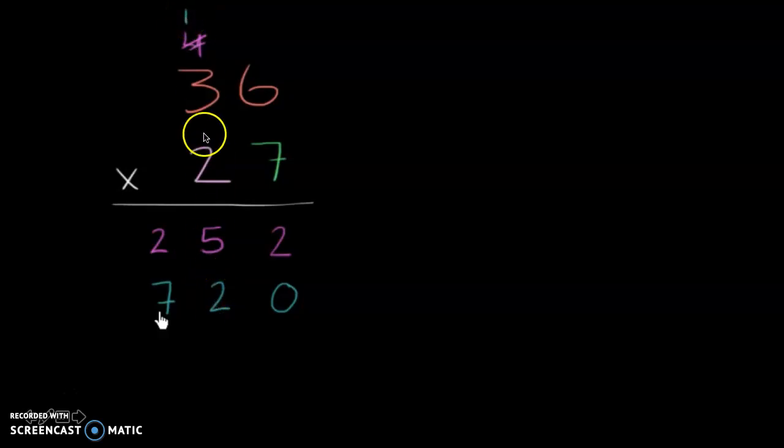Now your next step after that is you're going to multiply your 3 by your 2. Again, I would recommend that you circle this out so that you remember what to do. 3 times 2 is 6, plus 1 is 7.